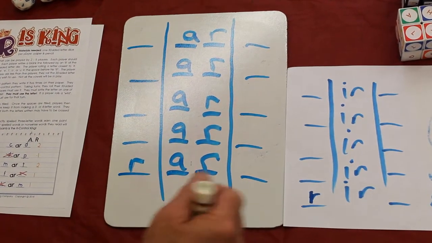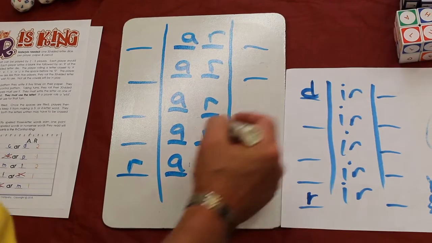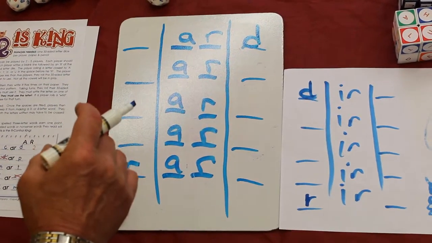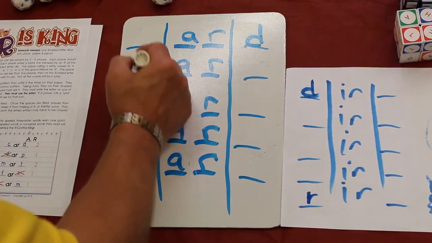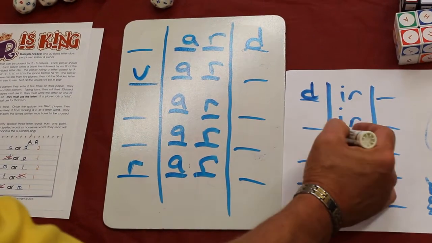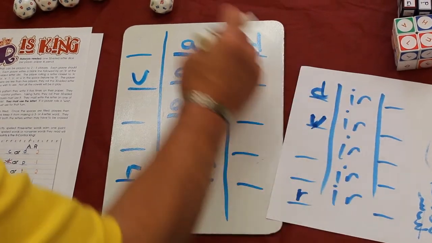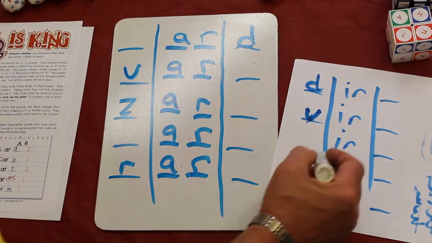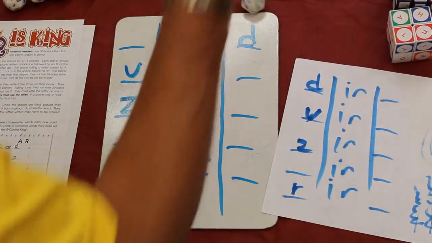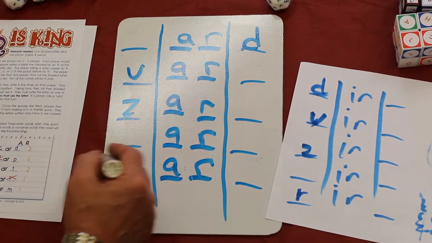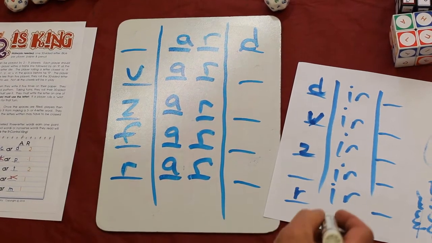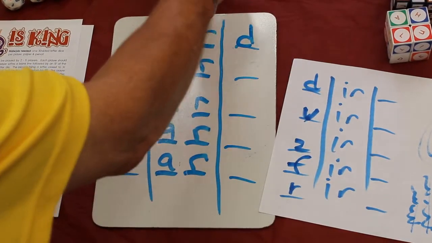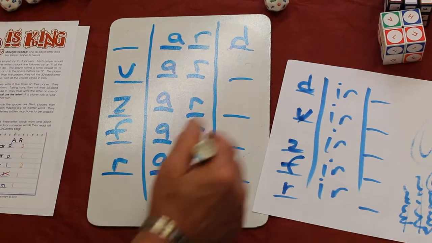There's a D. This player might put the D here. This player might put the D here. V. They might put a V here. They might put a V here. There's a Z. Boy, not too many things here. F. And they keep rolling. And you keep rolling this till you get 10 rolls.